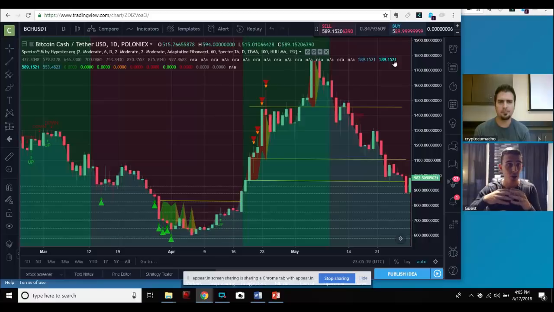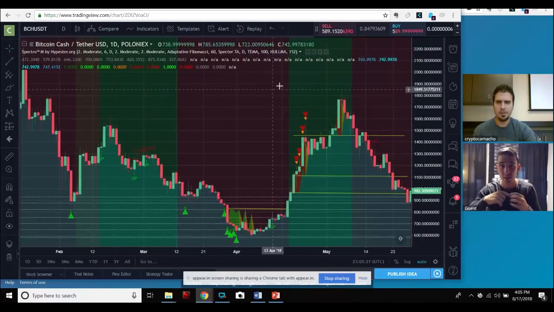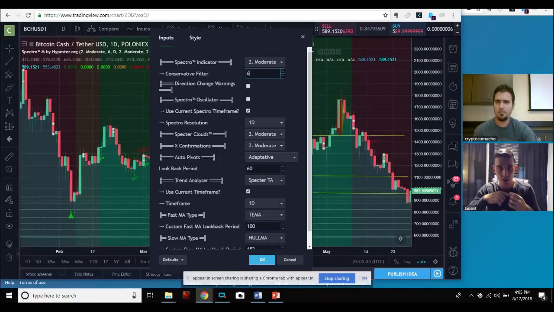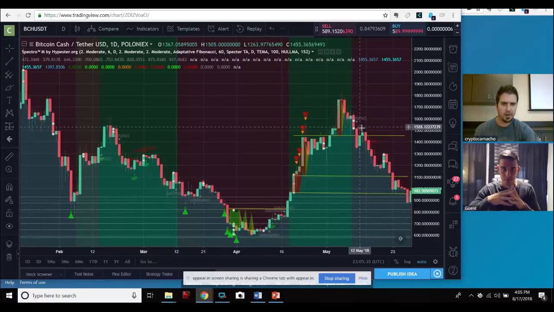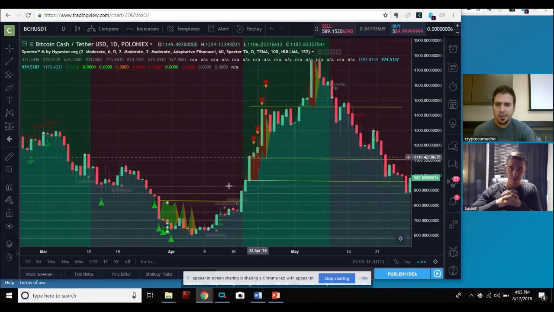Can you do me a solid? Can you go to the settings for Spectro and turn on the direction change warnings? That's important. Okay, so we just turn on these little gray warnings here. I maybe need to customize my settings, but you guys get the gist of it.